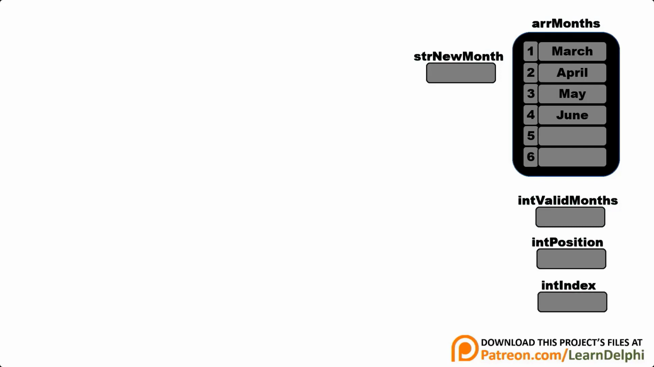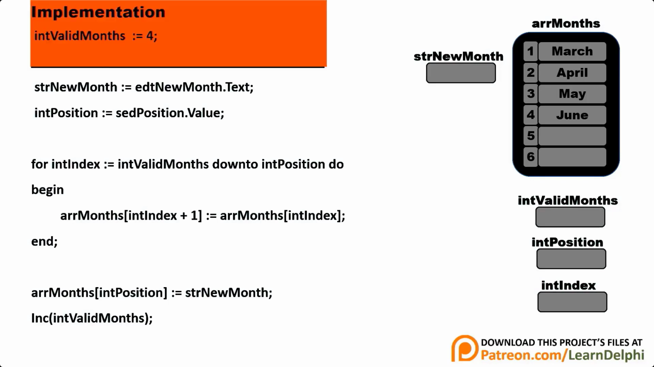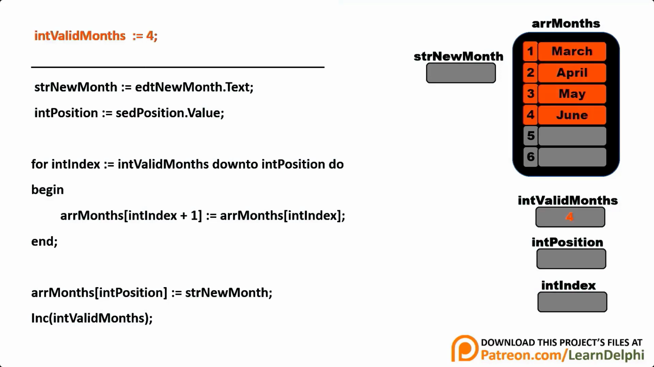Now let's walk through the code. The integer that stores the number of the valid months must be declared under the implementation clause, because it must retain its value from one click to another. When the program starts, 4 will be assigned to it, because we start with 4 valid names. We won't count the 2 empty string elements that serve as placeholders.